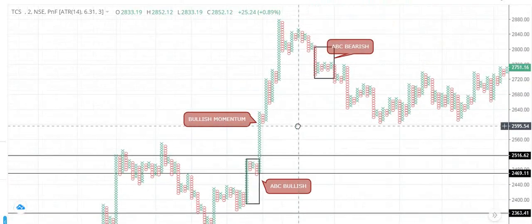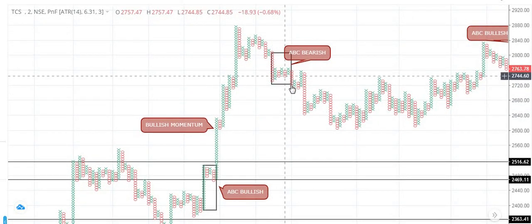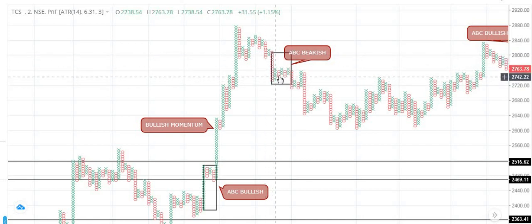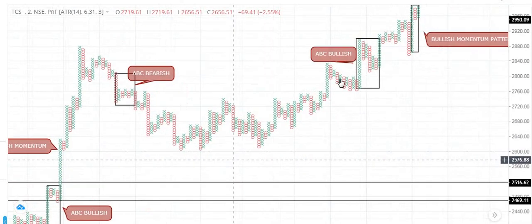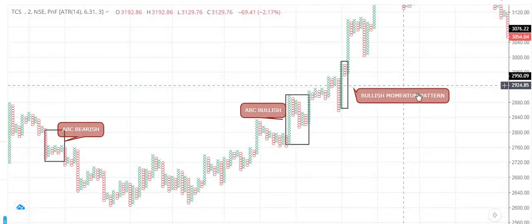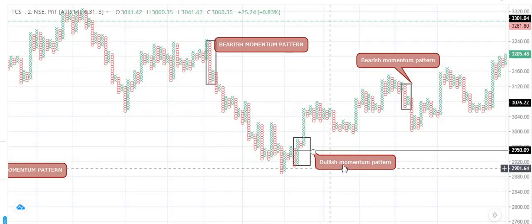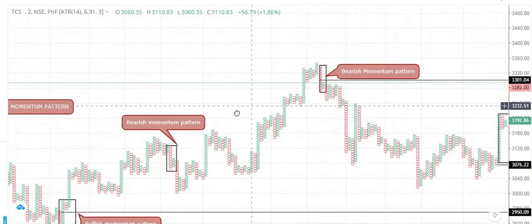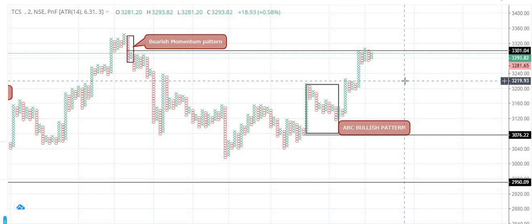ABC, see, bullish momentum here. I have not captured it in a box. ABC bearish column, this is minimum 10 I have seen. Inside this it broke down, went down. ABC bullish momentum, bearish momentum, bullish momentum pattern, bearish momentum, ABC bullish pattern, right? So this was in this video.